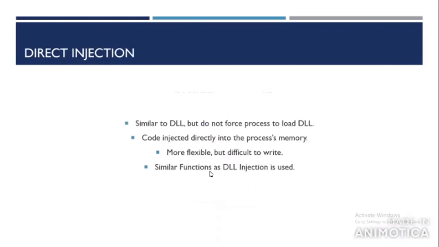Next one is direct injection. It is similar to DLL injection, except it does not force the process to load a DLL. Instead, the code is injected directly into the process memory, which is generally shellcode. It is more flexible to execute, but on the other hand, it is more difficult to write. And similar functions are seen in this as well, like the ones used in DLL injection: VirtualAllocEx, WriteProcessMemory, CreateRemoteThread, etc.